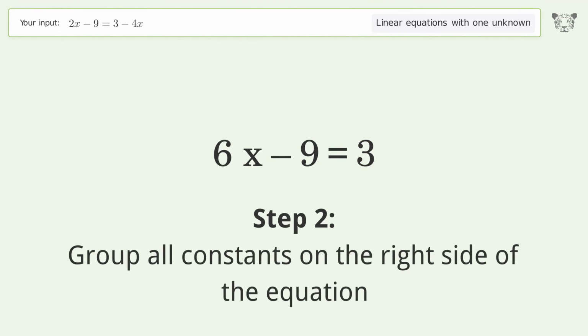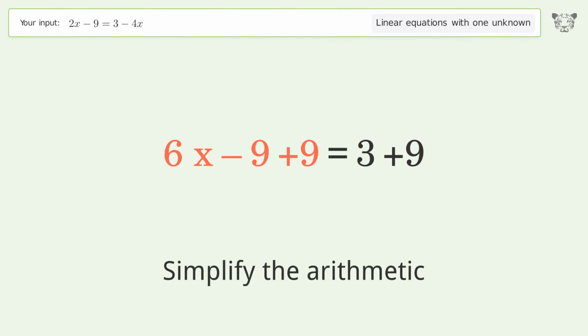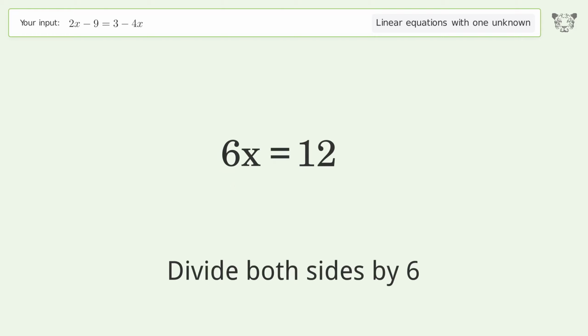Group all constants on the right side of the equation. Add 9 to both sides. Simplify the arithmetic. Isolate the x. Divide both sides by 6.